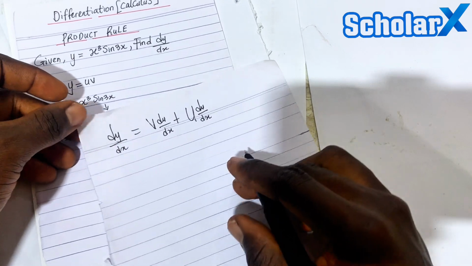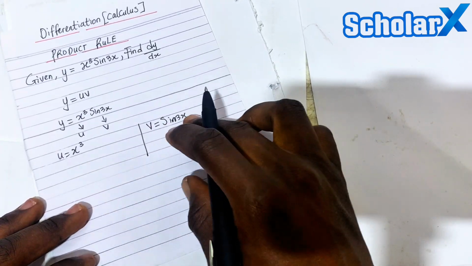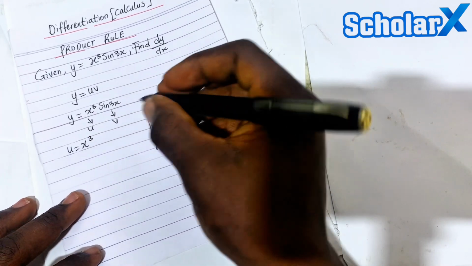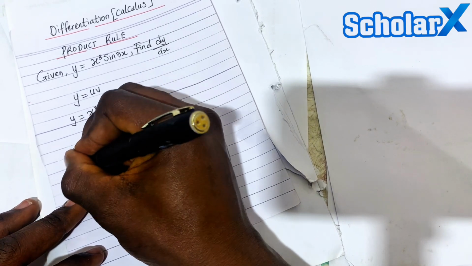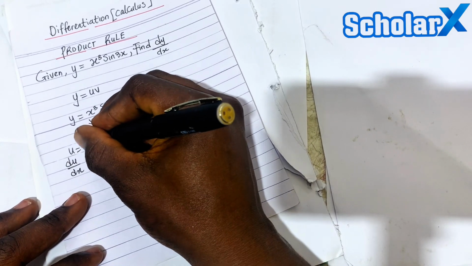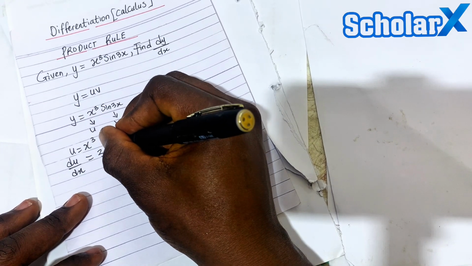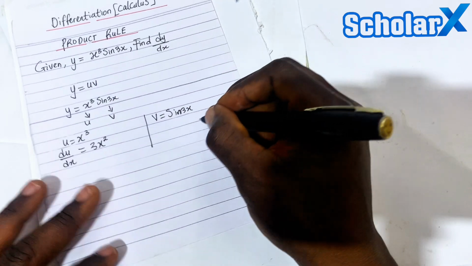So now we differentiate this, and we differentiate this. Differentiating u with respect to x, we have du/dx equal to 3 times this, that gives us 3x to the power of 2, because we subtract 1 from the power.